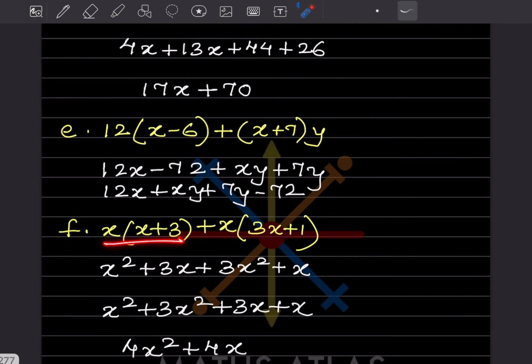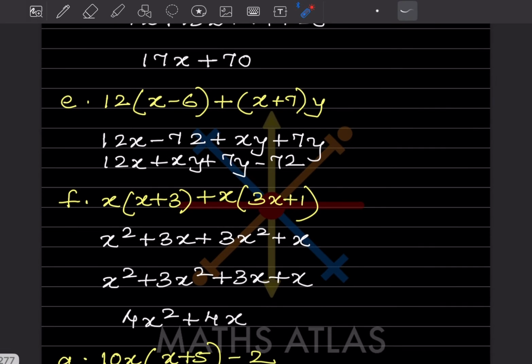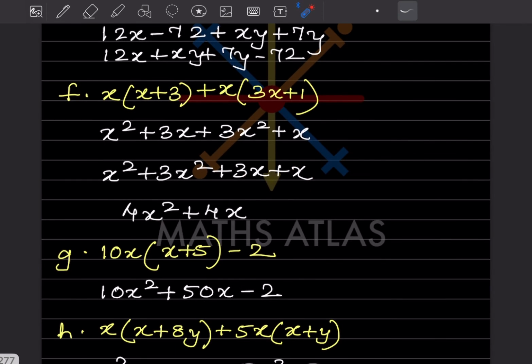Now this part, that is going to be x squared plus 3x, that is here. This plus sign as it is. This is together. So this is going to be 3x squared and plus x. So now what you can see here, this and this together, x squared plus 3x squared, and this will be 3x plus x. So there is 1 over here, so 1 plus 3, that is going to be 4x squared, and 3x, and this is 1 over here, that is going to be 4x. Now this minus 2 is separate, so this will be 10x squared, and this is going to be plus 50x, and this will be minus 2.